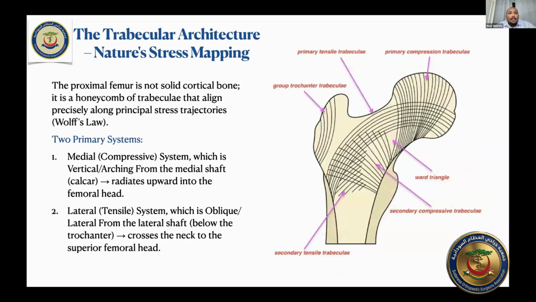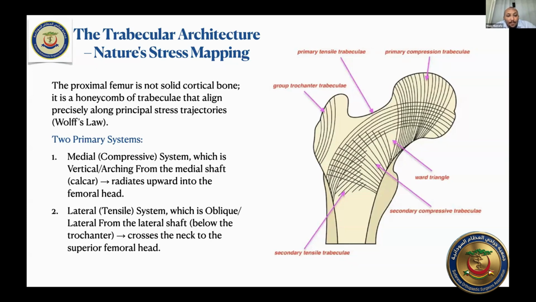Okay, what about the trabecular architecture of the femur? The proximal femur consists of a system of trabeculae, with a honeycomb appearance of crossing trabeculae according to the stress trajectories and Wolff's law. There are two systems. There is a medial compressive system, vertically arching from the medial shaft and the calcar, radiating upward to the femoral head, which consists of primary and secondary compressive trabeculae.